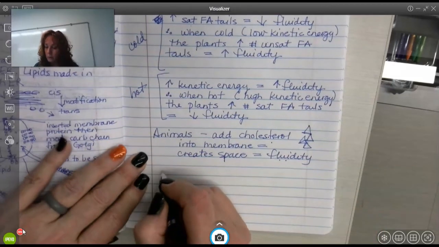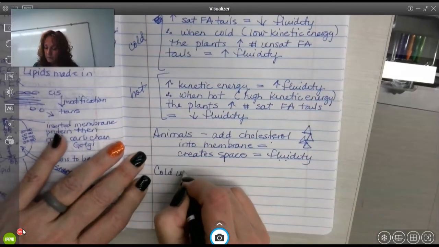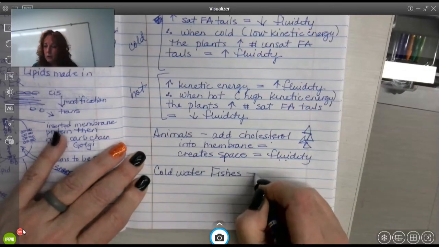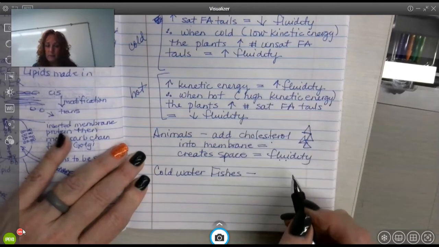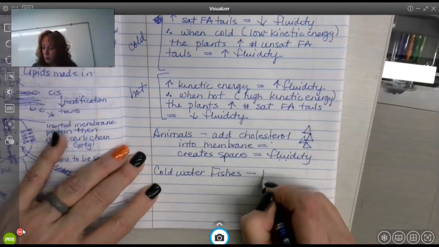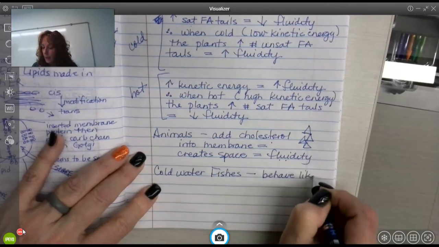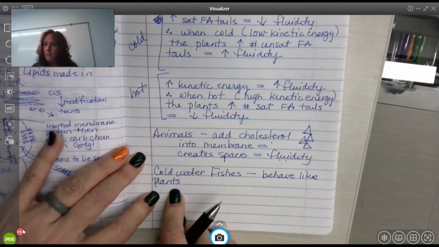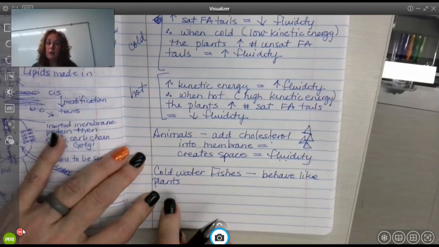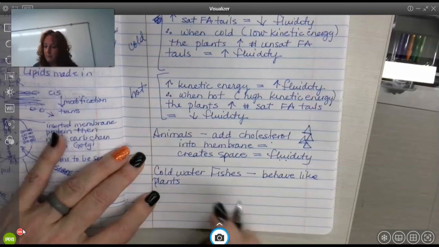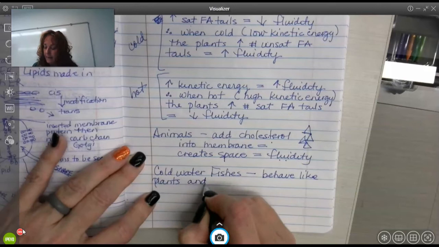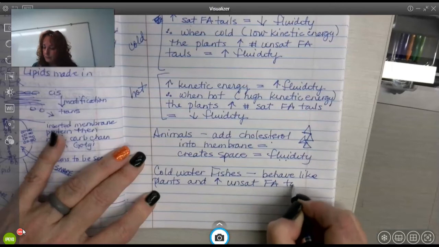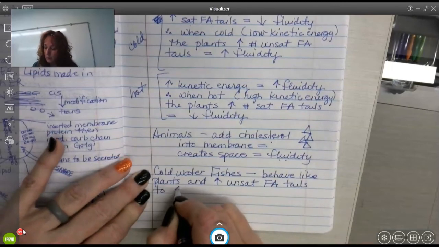Now, there are cold water fish, and they're able to remodel by adding the unsaturated. So they're going to behave more like plants, because theirs is an increased load, that cold water. So they behave like plants and they increase the unsaturated fatty acid tails to increase fluidity.